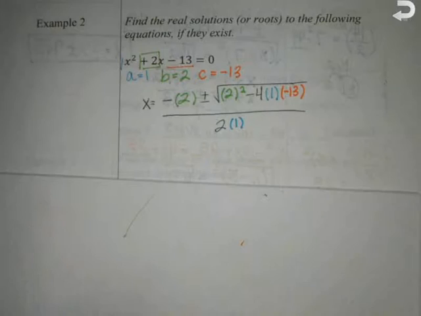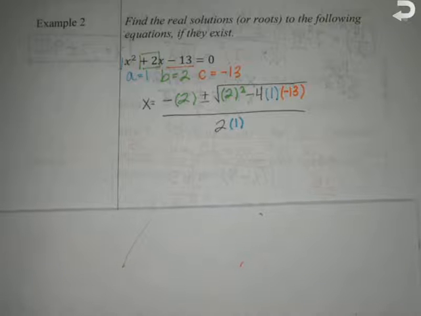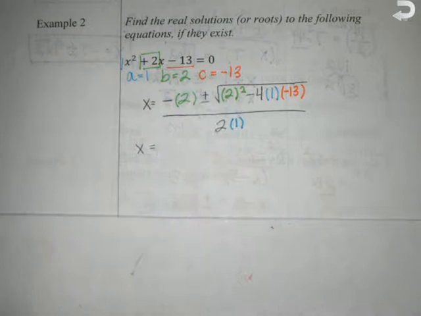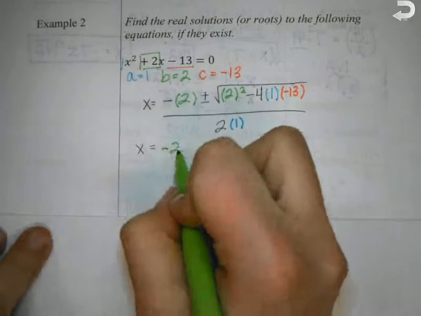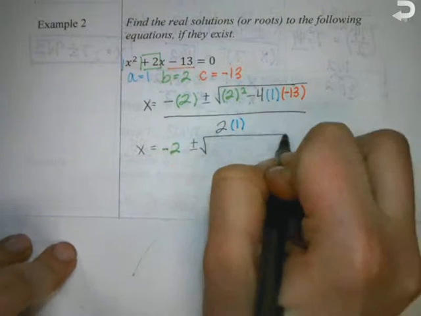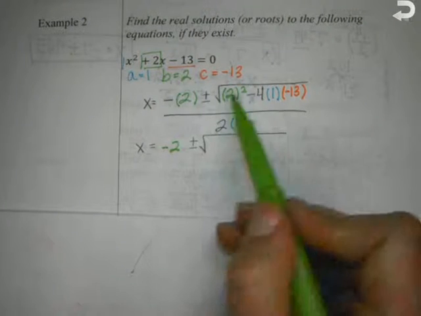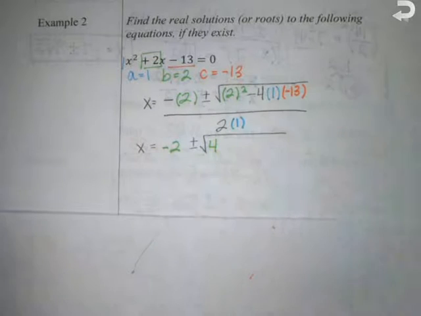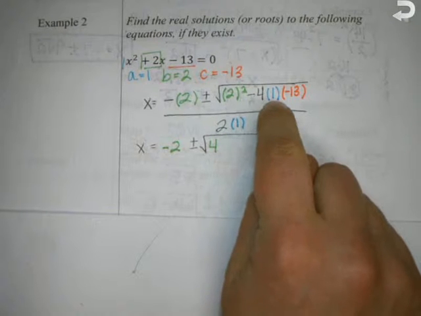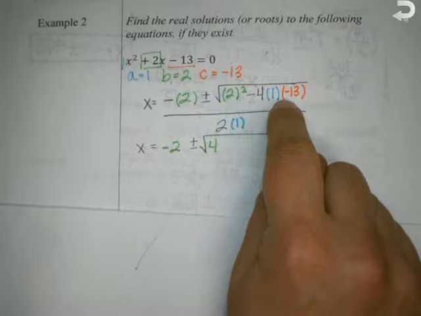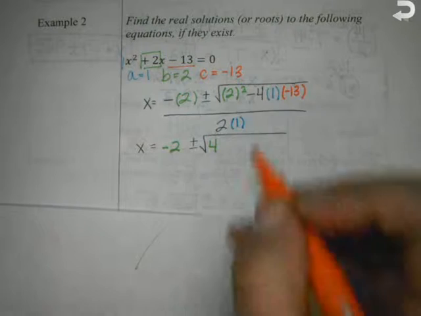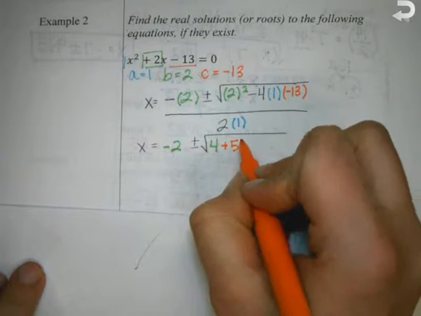Okay, so let's simplify. X equals minus positive 2 makes the whole outside a negative 2, right? Yeah. Plus or minus radical. What's 2 squared? 4. Okay, minus negative 4 times positive 1. Negative 4 times negative 13. Positive 52. So it's going to be plus 52. Over 2. All divided by 2.